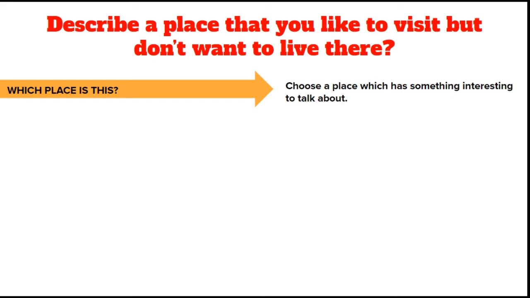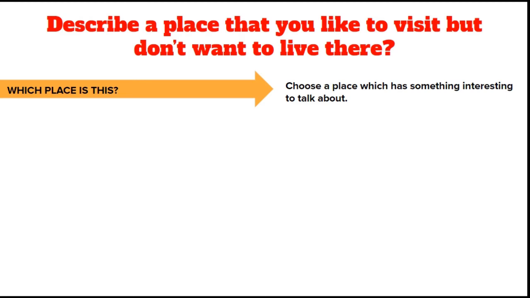Okay, so you can choose a place with an entirely different climate, culture, and maybe even the language. This will then be helpful to explain why you do not want to live there. For example, if you are a North Indian, you could talk about South India or vice versa.